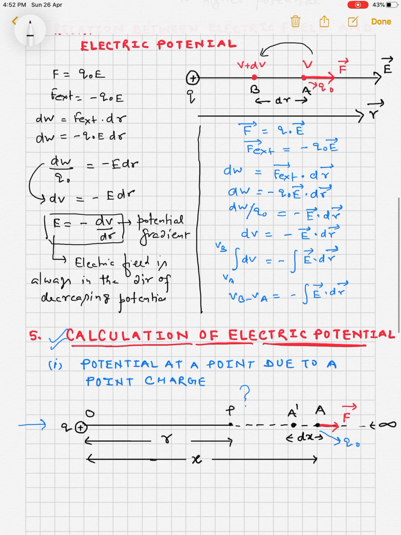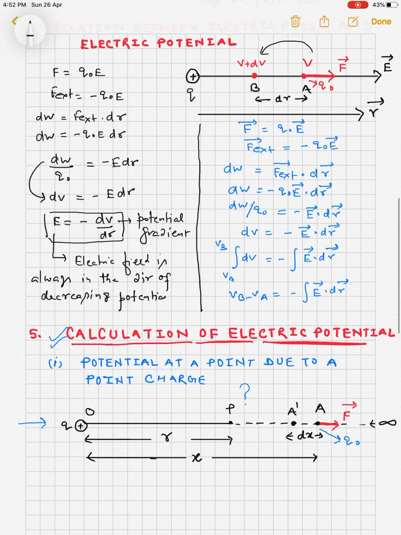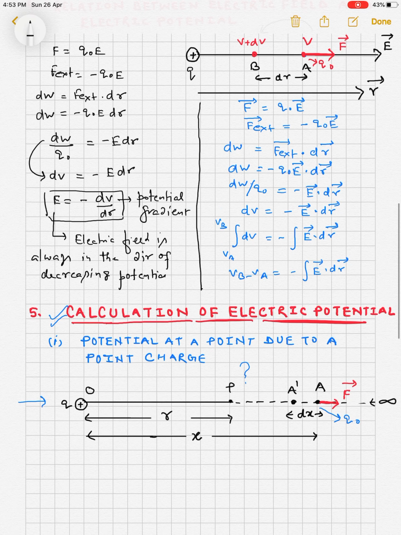So Coulomb force is F. If we want to bring this charge from infinity to this point P against the electric field, some external force is required. So F external is equal to 1 upon 4 pi epsilon naught q naught upon x square. This is the case when the unit positive test charge is at point A. So this is F external.